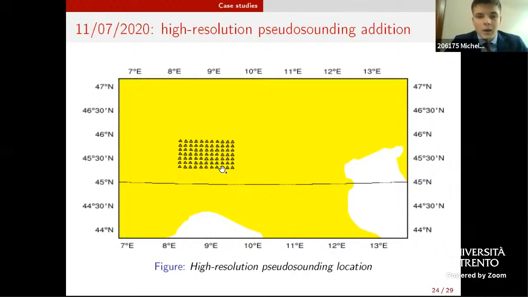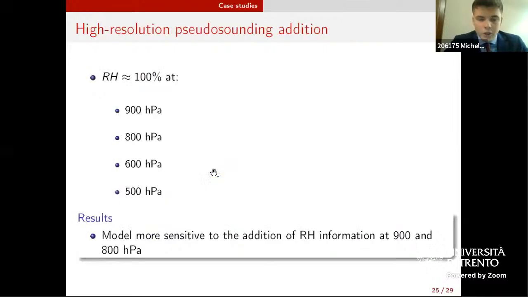we supposed to have about 70 virtual soundings spaced 10 kilometers from each other and located in this area. Each of these virtual soundings is supposed to report at 11 and 12 o'clock relative humidity values close to 100% at these 4 pressure levels. So this upper level information is added to the already assimilated surface information. And the results show in particular that the model is very sensitive to the addition of this upper level information about relative humidity at 900 and 800 hectopascals, so at the lower levels.